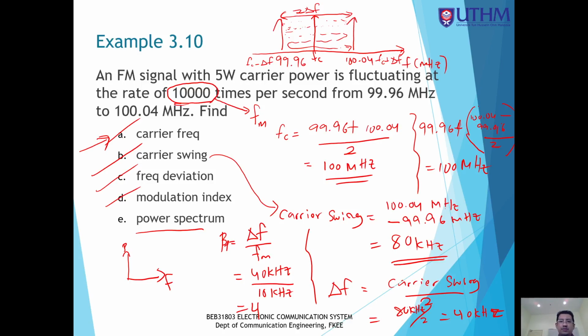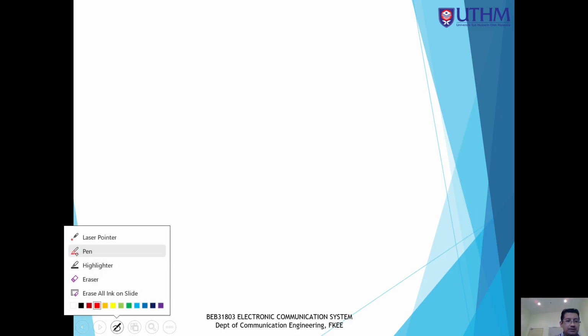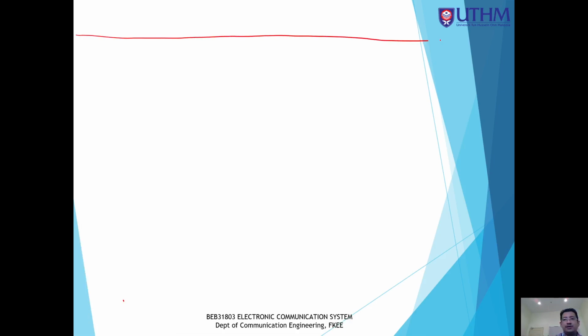Okay, so this is PC 10 times. You've already been given the carrier power, 5 watt, so you can find the rest of the powers in the spectrum. If you ask me, I would draw a table, and later in the final exam you also need to draw a table as well. So you can practice drawing the table.